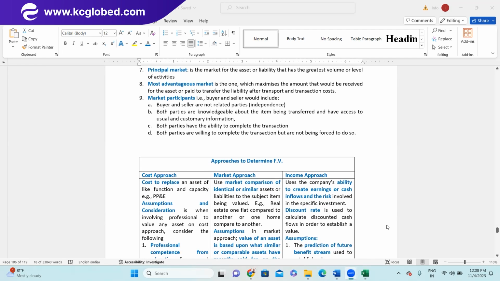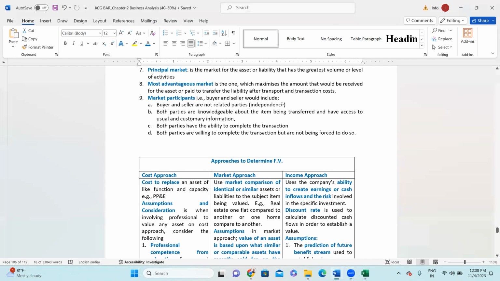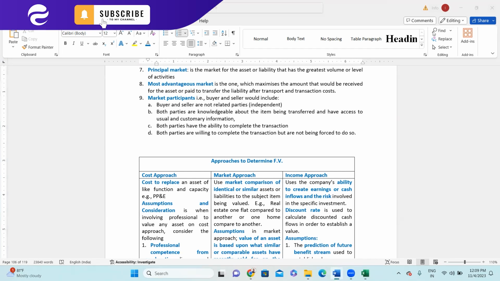Ninth one is market participants. Market participants are buyers and sellers. That would include that the buyer and seller are not related parties. That means they are independent. Second is both parties are knowledgeable about the item being transferred and have access to usual and customary information. That means they understand the market scenario and are a knowledgeable buyer or seller who understands the market condition and the customary business practice for the respective item.